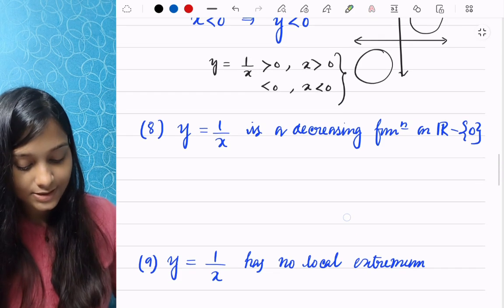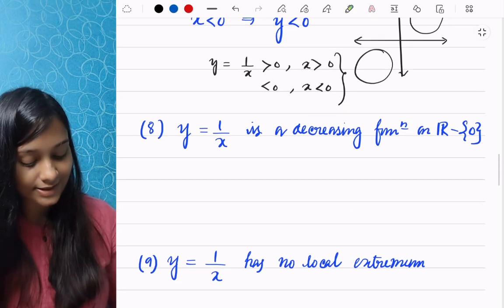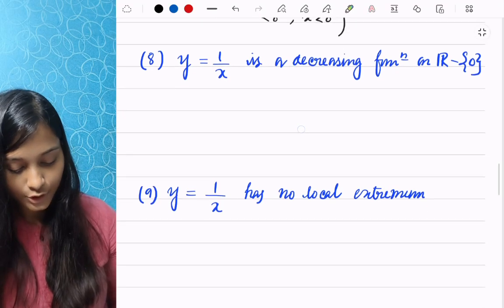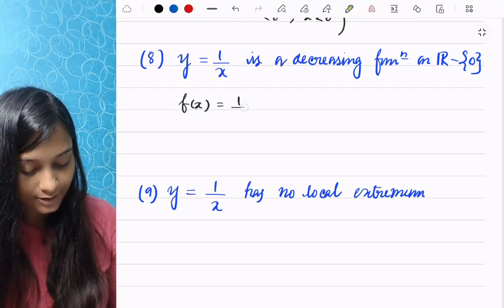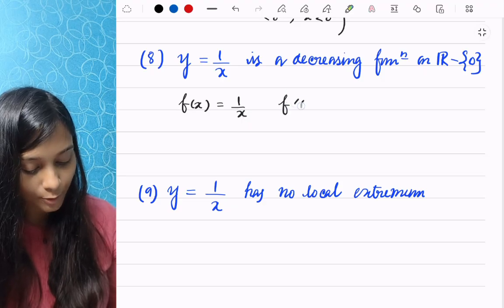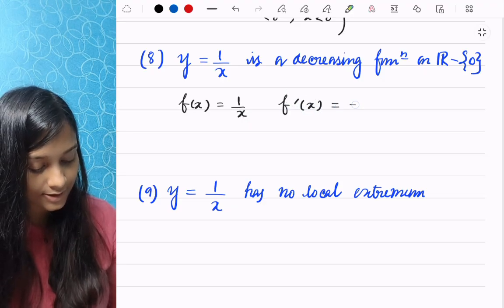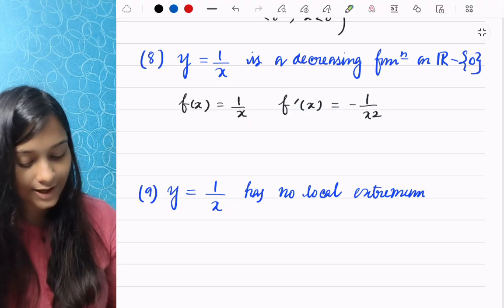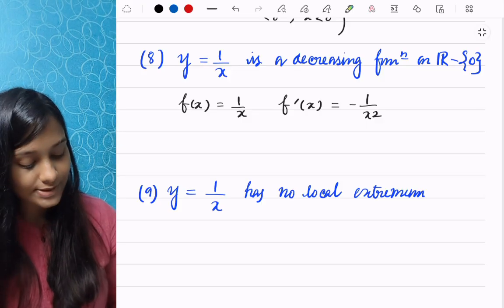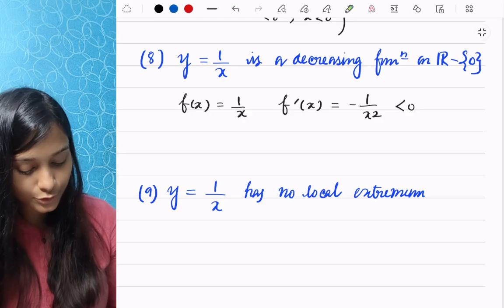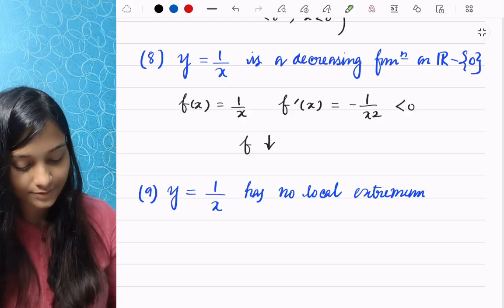Okay. Next, y equals 1 by x is a decreasing function. So for a decreasing function, we can show that the derivative of the function is negative, and obviously it is negative, as minus 1 by x square is always negative. So this is negative. So f must always be decreasing.